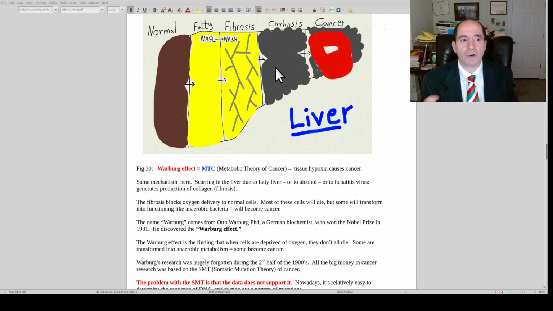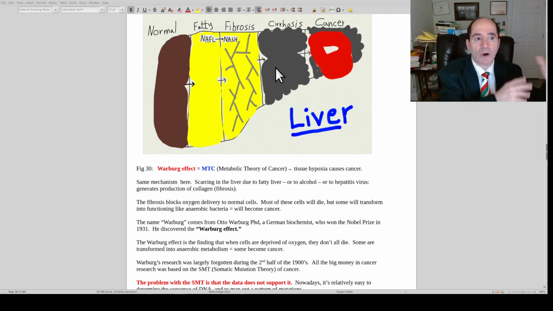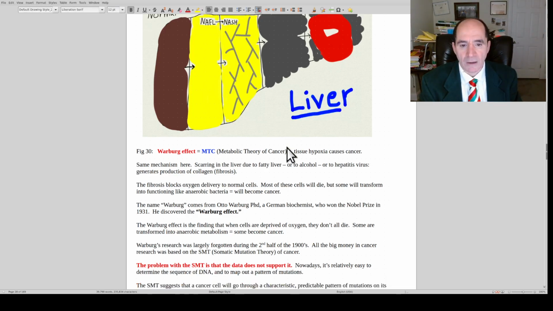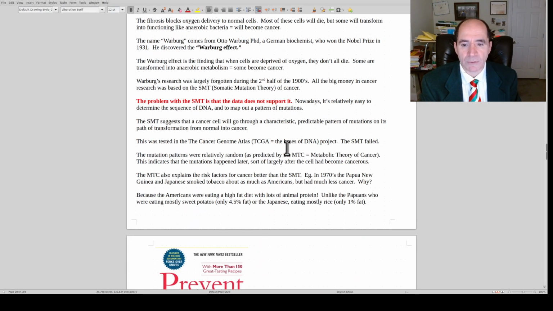Okay, and what I'm showing you is this common mechanism of progressive scarring, fibrosis causing ischemia, lack of blood flow, and that leading to Warburg effect in cancer. And this hardly gets researched because it's seen as there's not much money in it. Everything tends to go by the old-fashioned somatic mutation theory, even though it's been largely refuted by the Genome Atlas Project. Okay, it's kind of a bit of a joke. But old theories die hard when they're profitable.